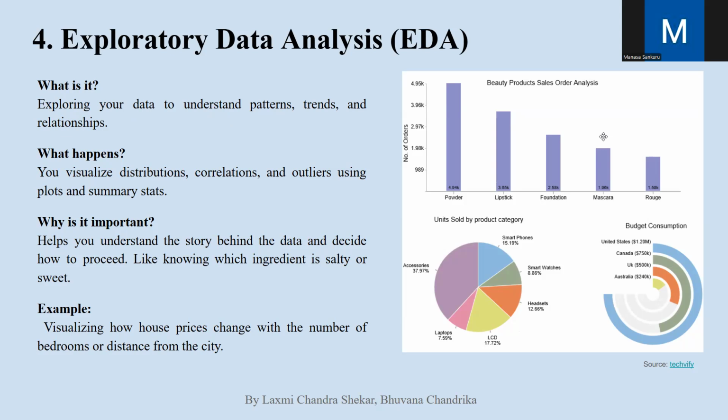Let us see this example: beauty products sales order analysis. The number of orders is our output. We want to know how many orders there are for powder, lipstick, foundation, mascara, and so on. Just assume these are cosmetic products. The orders for powder are very high, you can see that from the data. Lipstick is second highest, and foundation is third highest. From this we can easily say so from the graph, because it is pictorially represented.